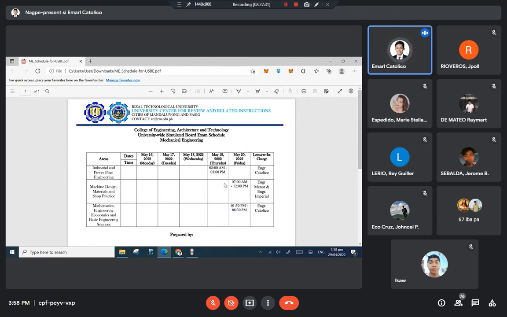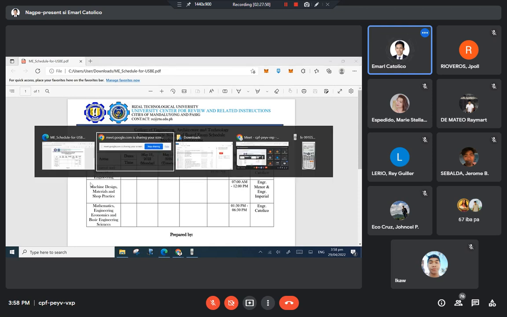So required lang kayo mag-take, no? So May 19, start tayo ng power plant. So ako yung magbabantay. Then May 20, so sa Pasig, si Sir Imperial, sa Bonnie Sir Minor. Unang iti-take nyo ay machine design, then sunod ay math. Okay, so 100 items yan ha, kasi 5 hours yan.